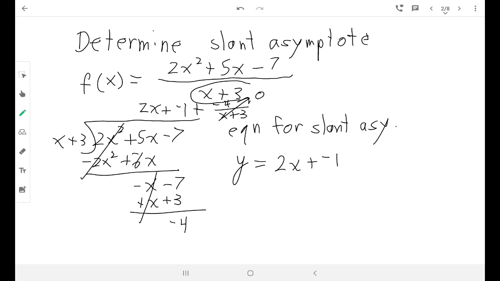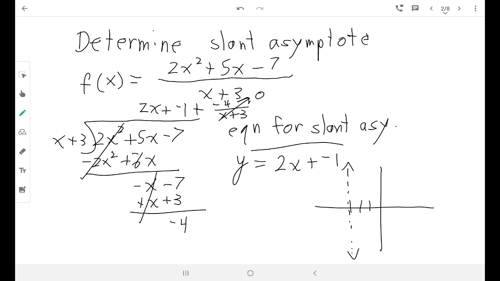First of all, you have a vertical asymptote, which you can always tell by what would make the denominator 0. So if I was graphing this, there'd be a vertical asymptote at negative 3, because if I put negative 3 in for that x, negative 3 plus 3 is 0. So there's a vertical asymptote at negative 3. And then there's a slant asymptote, and that's the equation for it right there.